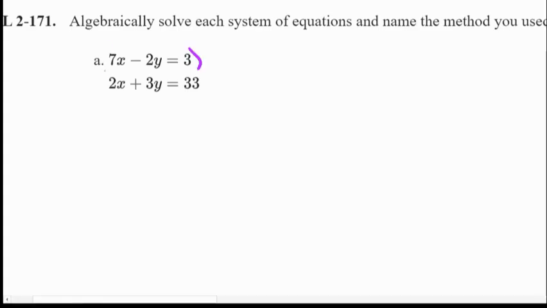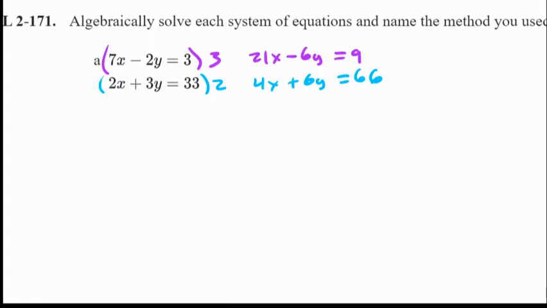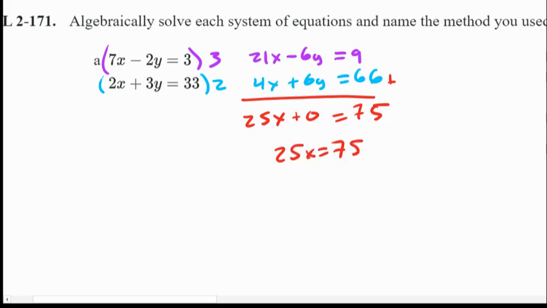So I'm going to multiply this top equation by 3, and this bottom equation by 2, because that will give me 21x minus 6y equals 9, and 4x plus 6y equals 66. Now I can see that my y terms will cancel out if I add the two equations. So this becomes 25x, this becomes 0, and this becomes 75. Then I have a pretty simple equation to find that x is equal to 3.